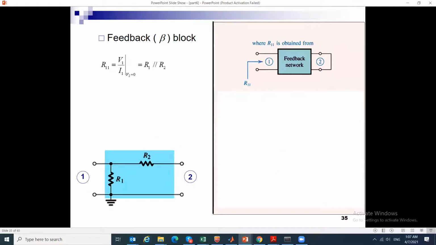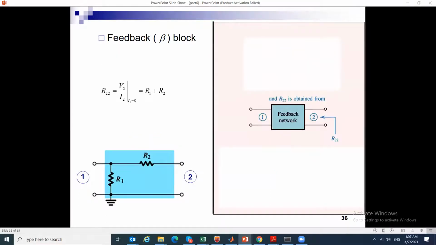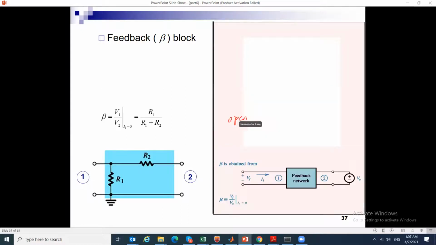And then we said the second thing in the beta block is that we look for R22 from port 2, keeping this port open. Okay, and so we get R1 plus R2. And then in the last step in the beta block, we need to find VF over VO, or V1 over V2, which winds up being a voltage division network. Okay, so this we covered already.